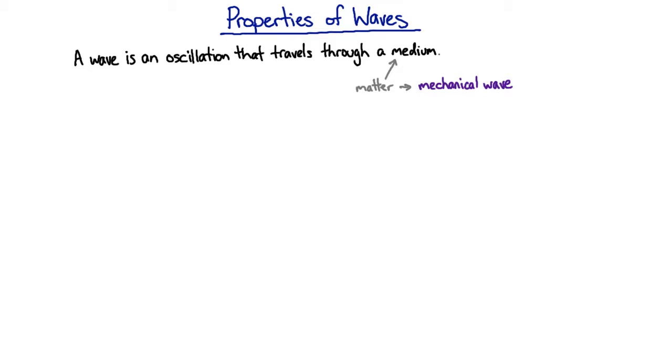Indeed, are there other kinds of waves? And the answer is yes. Sometimes the medium doesn't have to be matter. Sometimes, for example, it could be electric or magnetic fields, but we can talk about that more later.